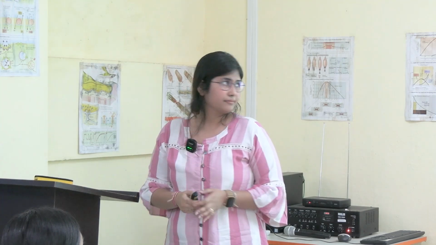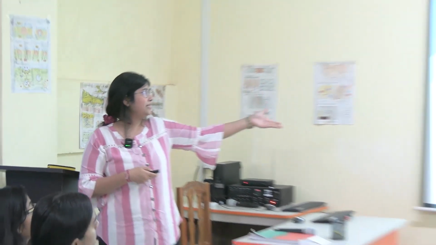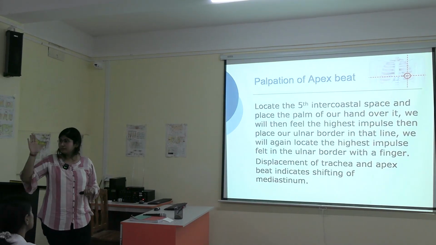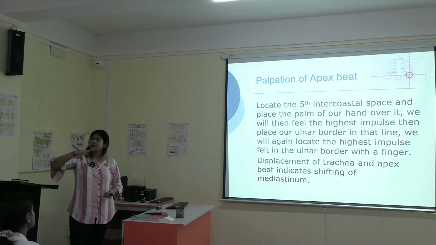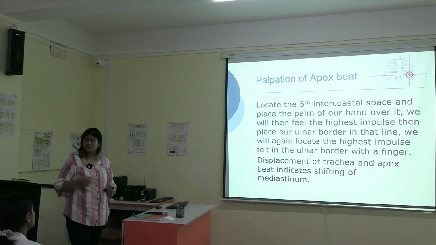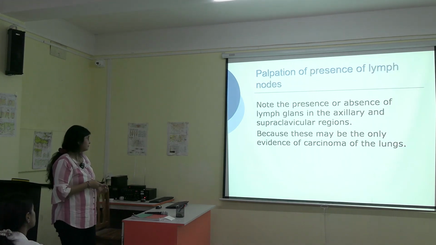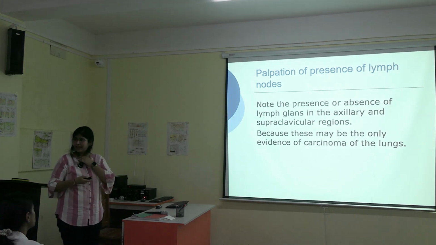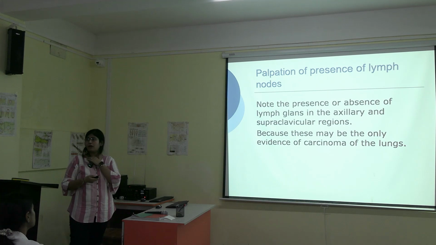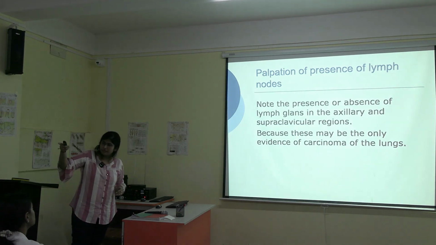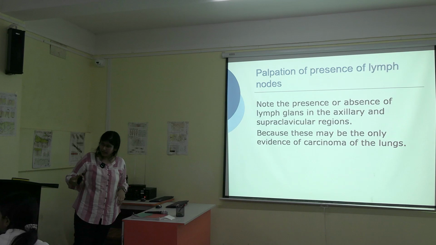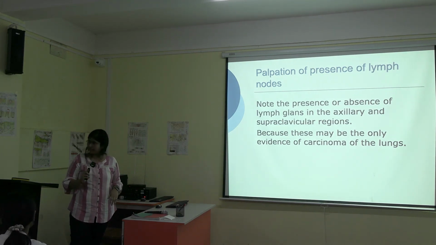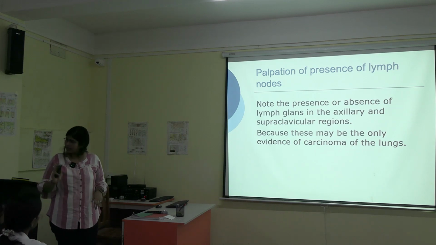Okay, so apex beat, you all have understood, right? How to locate it? Palm, then finger. Right? Chalo, we are good. Lymph nodes also, you all got it? Yes, look in the axilla. In the supraclavicular region you have to see. Is it making sense? Yes, a little. If you have any doubt, ask me. Okay? Any doubt, beta, ask me.